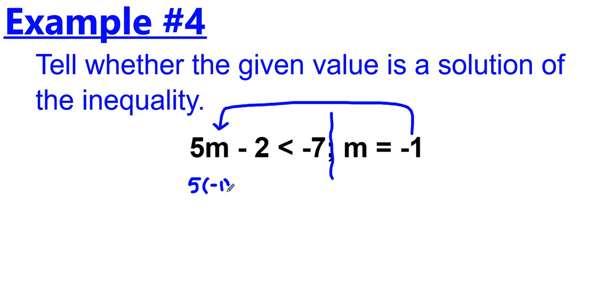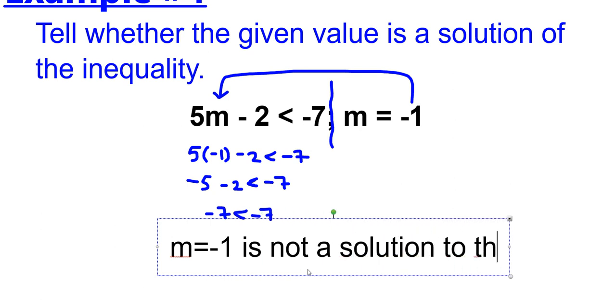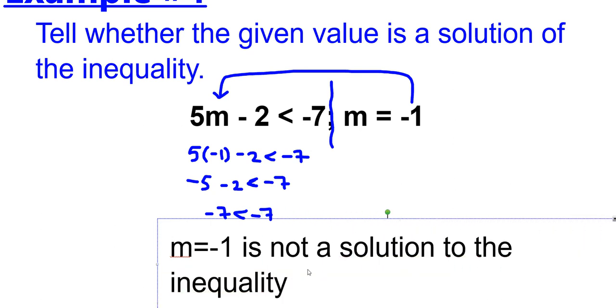So is this true? 5 times -1 is -5. Just make sure you follow the order of operations. So multiply before you subtract. -5 minus 2 is -7. Is -7 less than itself? The answer to that is no. If there was an equal here, an equal to, then we would be okay. Then it would be a true statement. But because there is not, this is a false statement. So that tells me that m equals -1 is not a solution to the inequality 5m minus 2 is less than -7. There's my answer.